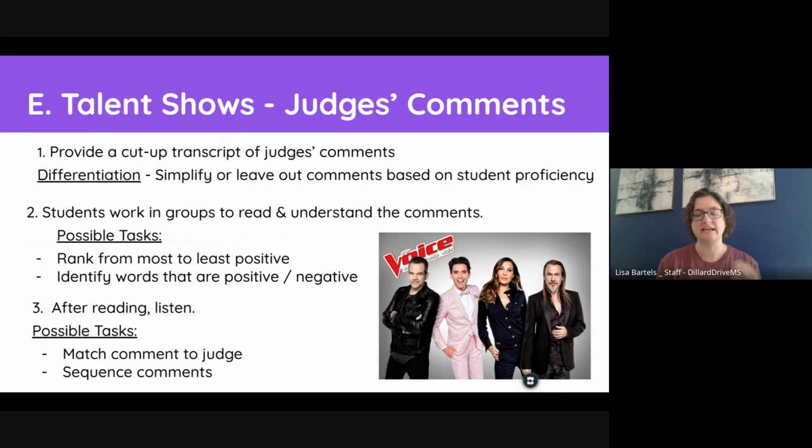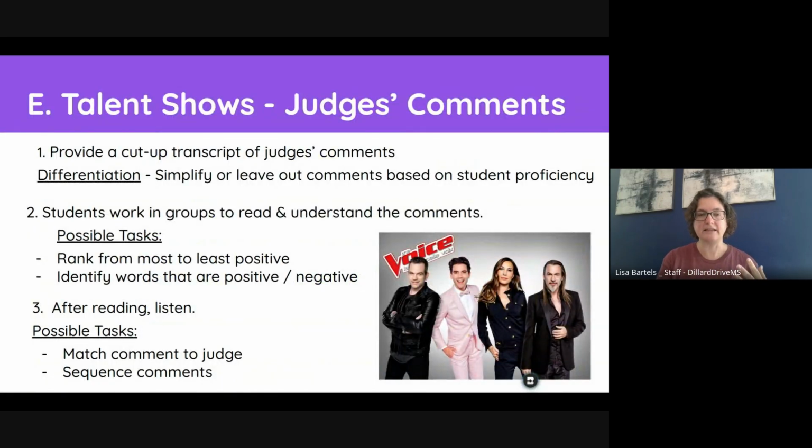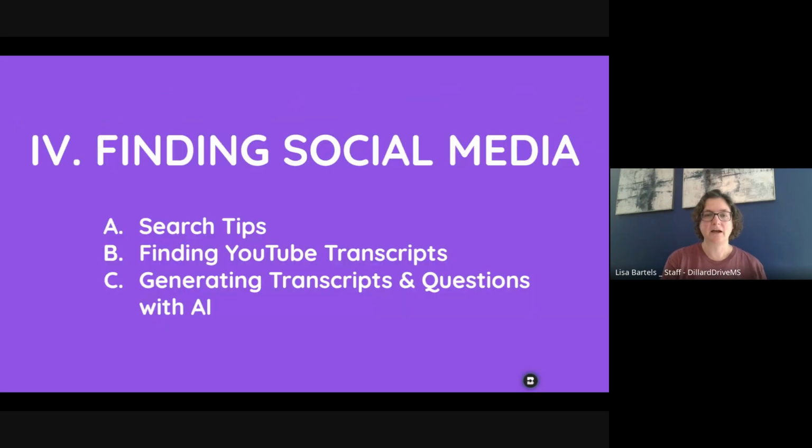So that ties that listening task to reading and writing, and it kind of integrates everything that the students are working on in a kind of proficiency-based model with a lot of interesting vocabulary.